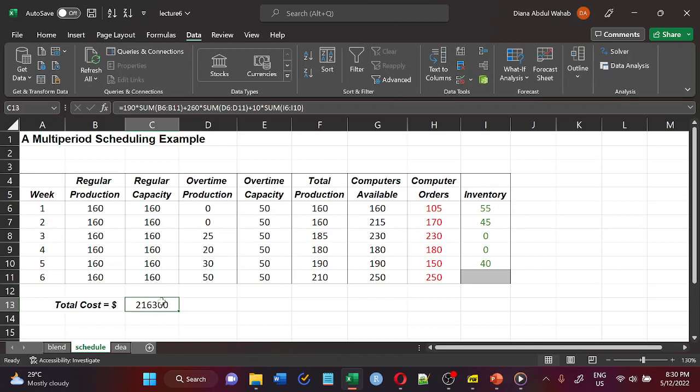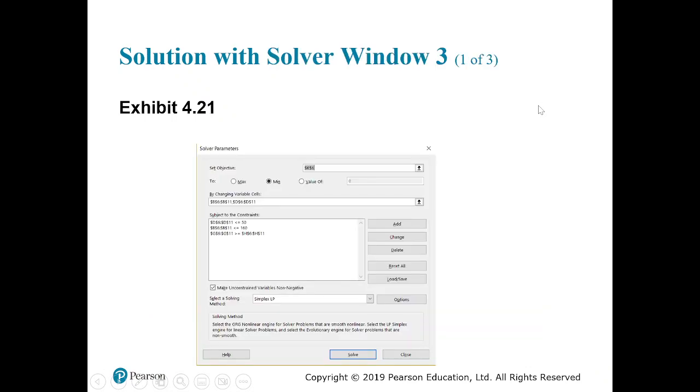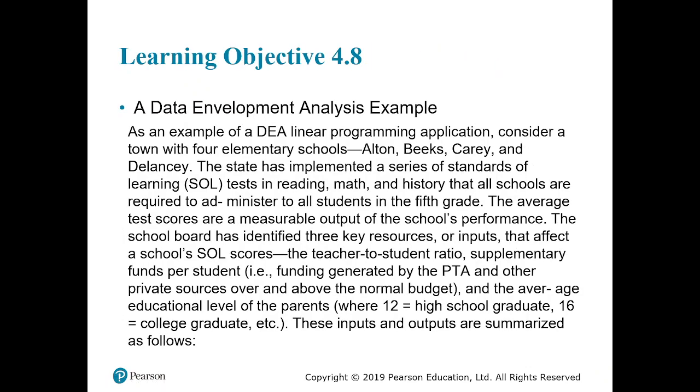All right. And now let's go to the last one, which is the data envelopment analysis. And this one is the most unique application of linear programming compared to all the other modelings that we have done in the past.